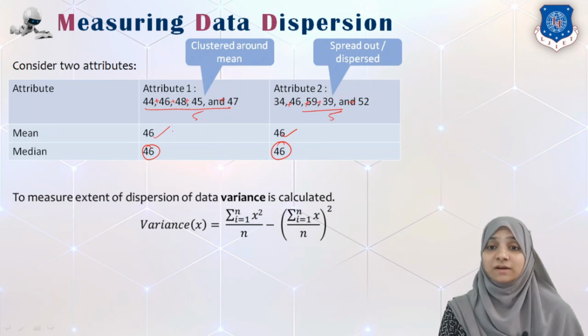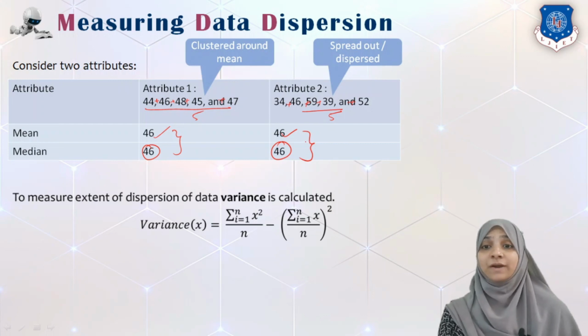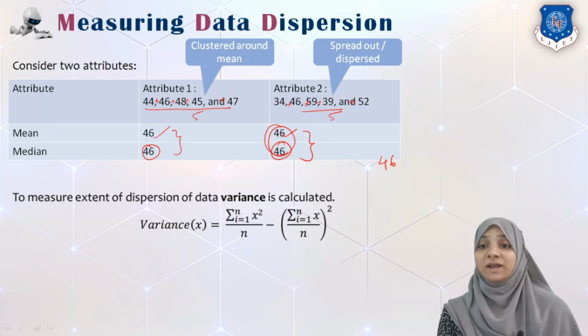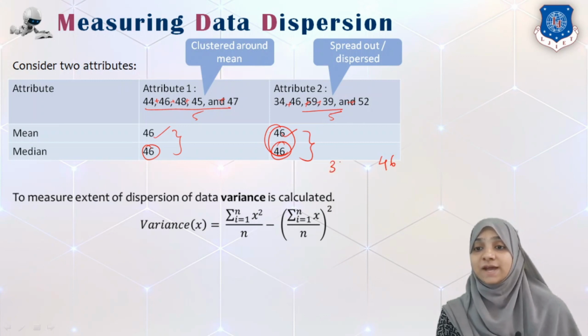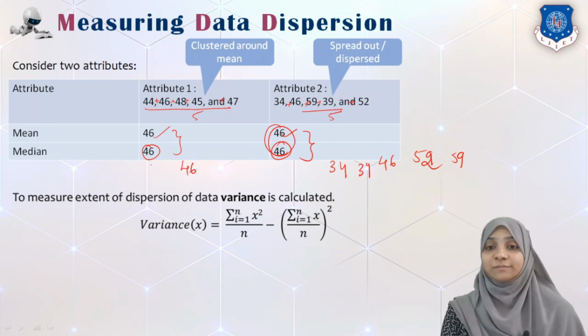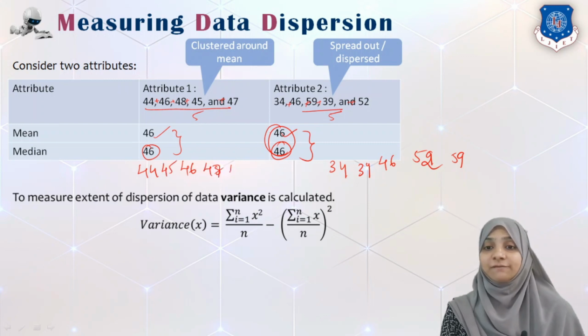Now, as you can see, these two series are different, but they have the same mean and the same median. So we are not capturing the spreading of the values. Now, what do we mean by spreading? What are the elements that are spread across this 46? Here we have 34, we have 39, 52 and 59. And here also the middle value is 46, but the other values are 44, 45, 47 and 48. So as you can see, these values are very near to the middle value.